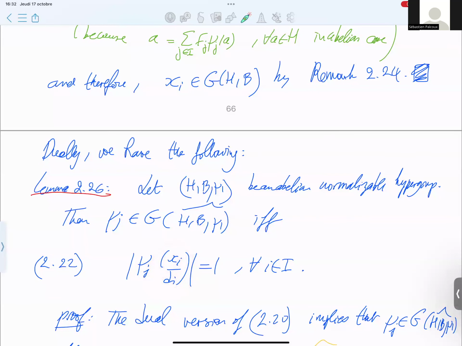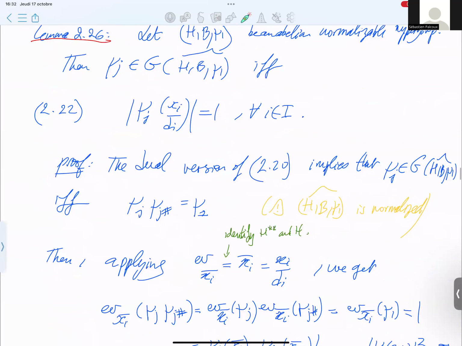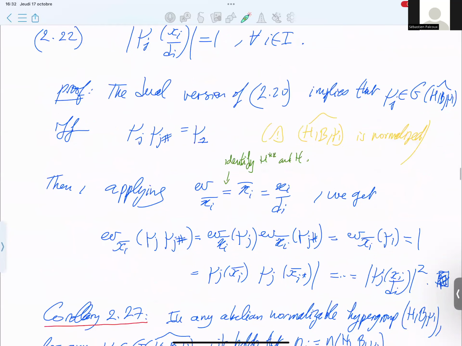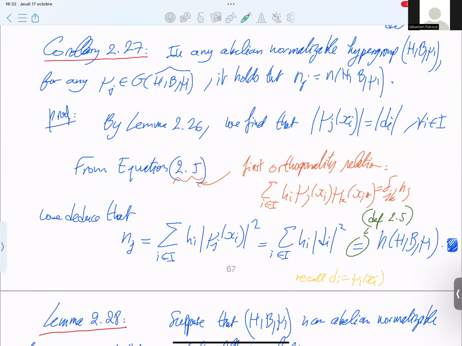The dual of the dual. Remember, if you identify H with the dual of the dual, then this corresponds to an algebra morphism, the evaluation of xi divided by di, etc. So it's okay. The same proof. This is exactly what I said.